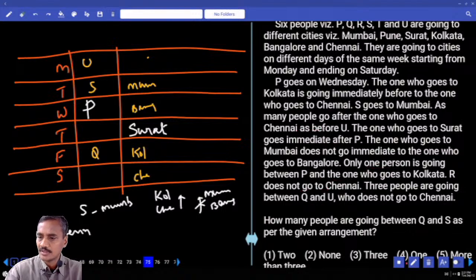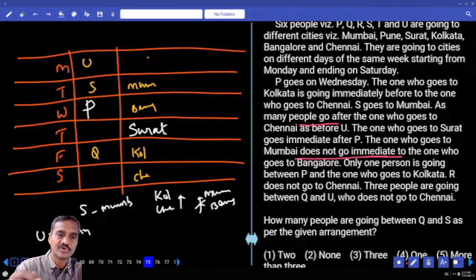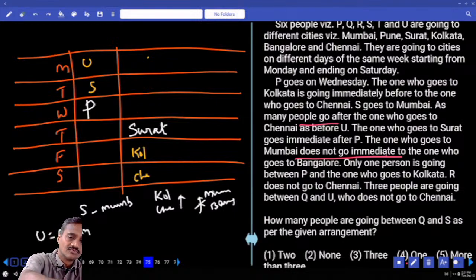Bangalore and Mumbai. Now Mumbai does not go immediately to Surat. Immediate means it cannot be before, it cannot be after. That means it cannot be adjacent. This case is completely ruled out. Hence, whatever assumption we have taken, Kolkata here is not possible. Finally we are left with only one possibility for Kolkata.